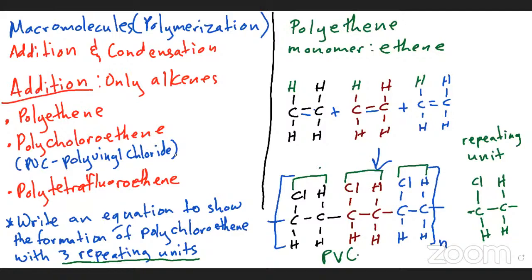So again, the process is the same. You just break the double bond and connect all of them, just like we have here. It's the exact same process. Once it's addition, you break your double bond and use it to connect the two carbons in front. All right.